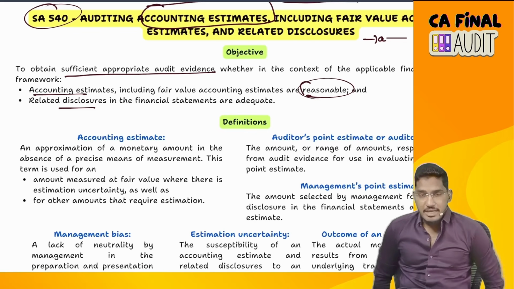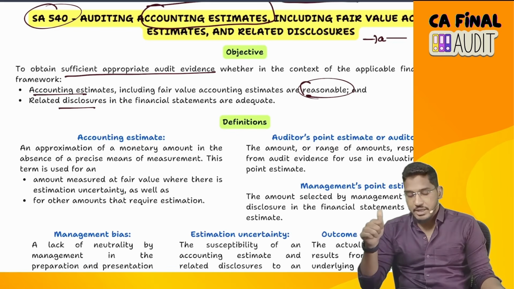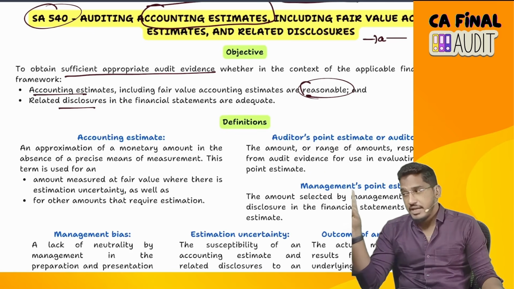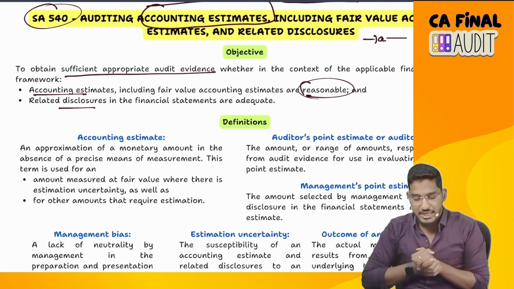So tell me, what are the two matters where SA 540 is going to help me out? Number one, to obtain sufficient and appropriate audit evidence regarding whether accounting estimates are reasonable. Number two, whether the disclosures regarding the accounting estimates as per the requirements of the applicable financial reporting framework are given or not. So these are the two areas regarding which I need to obtain evidence.